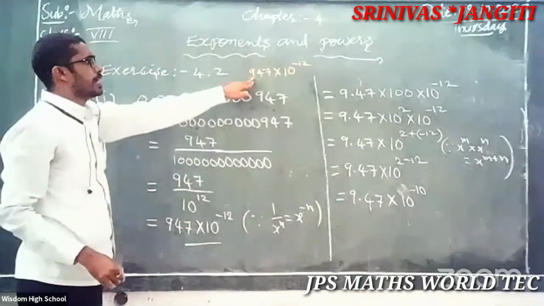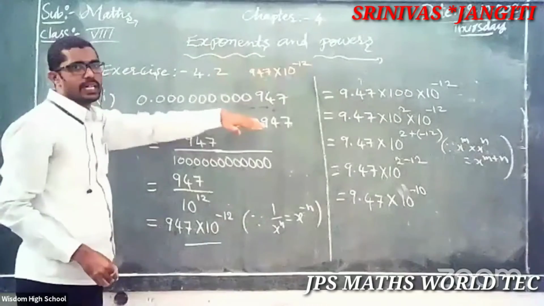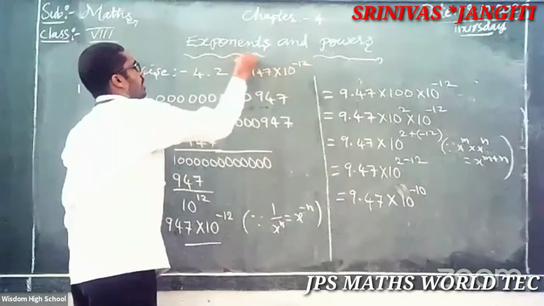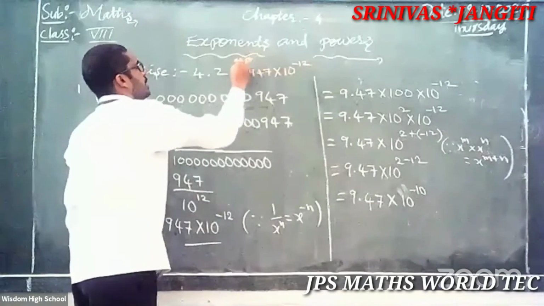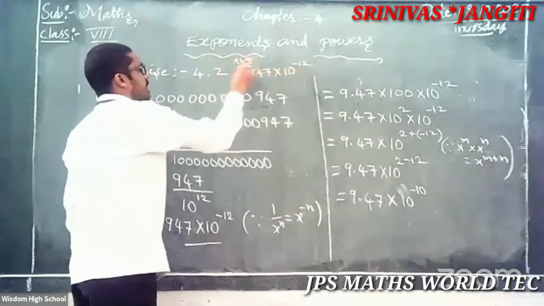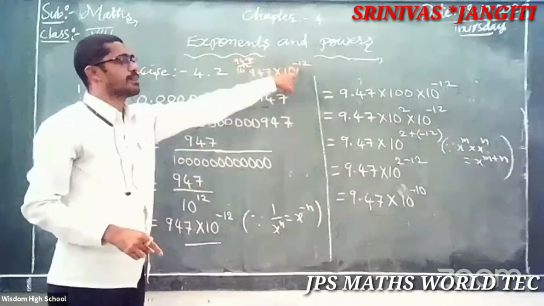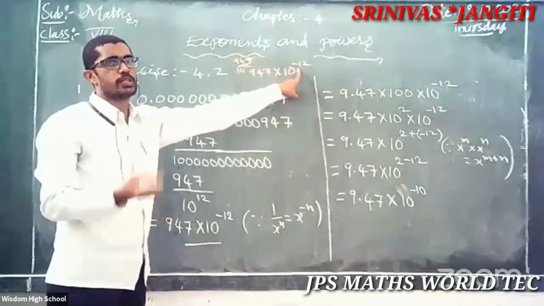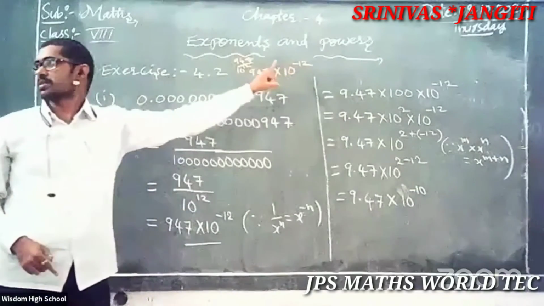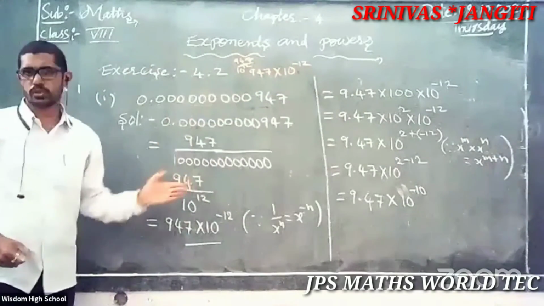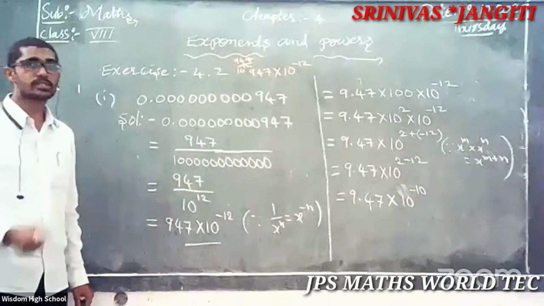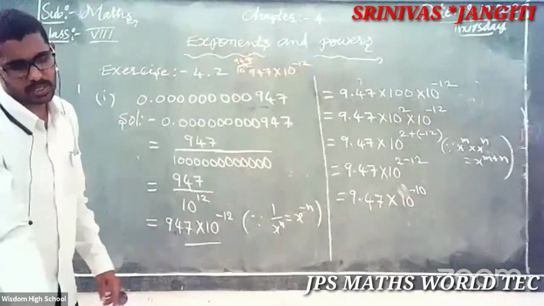Or in one step, what should we write? 947 by 10 to the power of 12, right? How is that? 947 by 10 to the power of 12 is the down 12. Then what happens upside is a minus. How do you know that? 1 by x to the power of n is equal to x to the power of minus n. Okay, this is so simple. So without this many steps, we'll know the answer within one step.